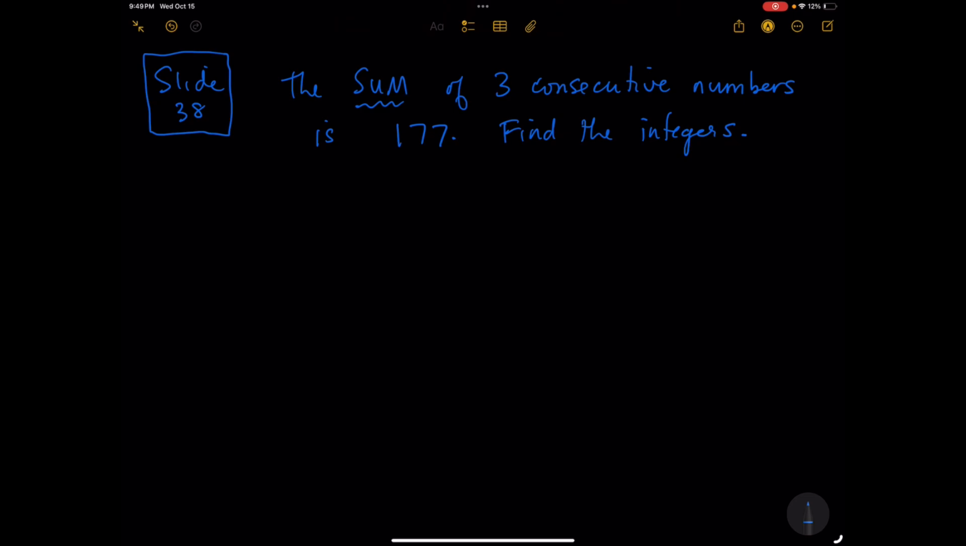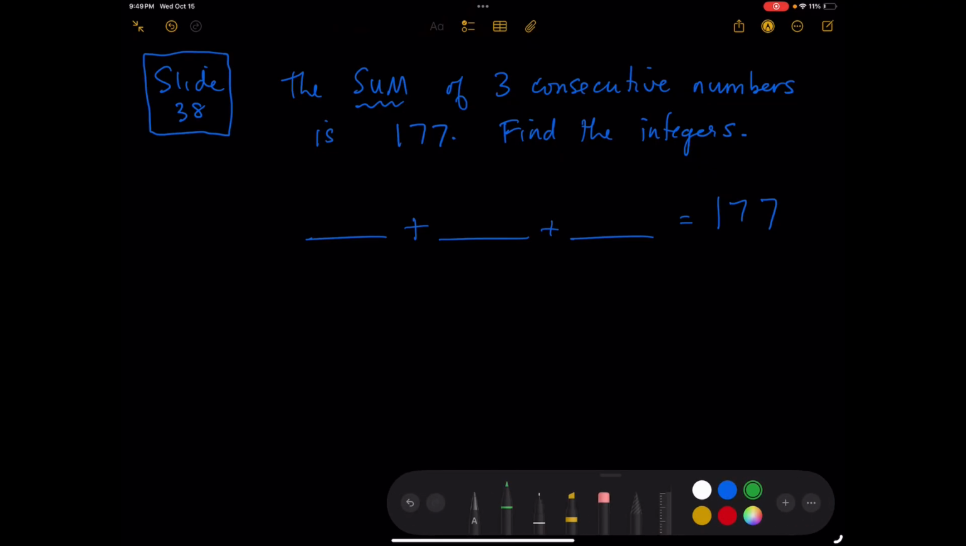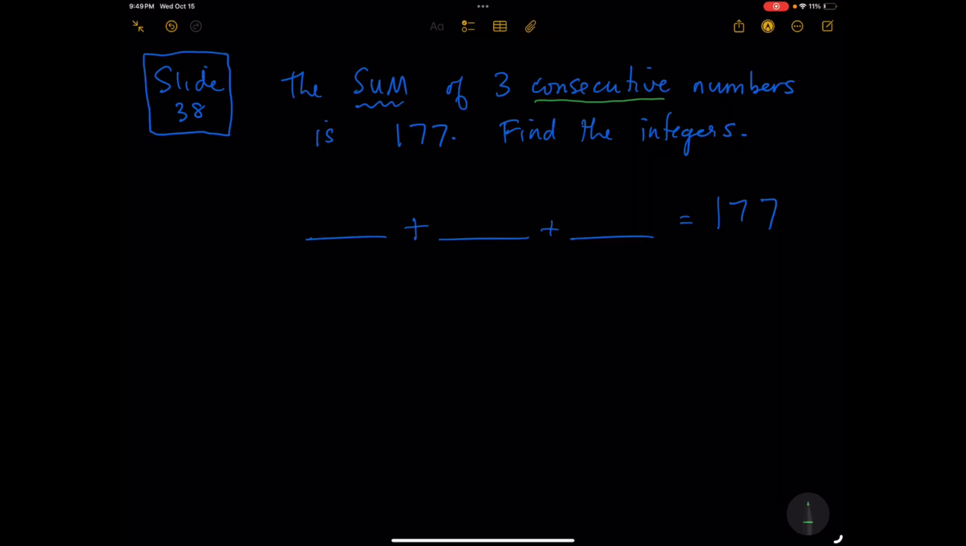Okay, the sum. So I've got 3 numbers. This one, plus this one, plus this one. We add them up, we get 177. Okay? So consecutive, in order to solve this problem, you need to know what the word consecutive means.